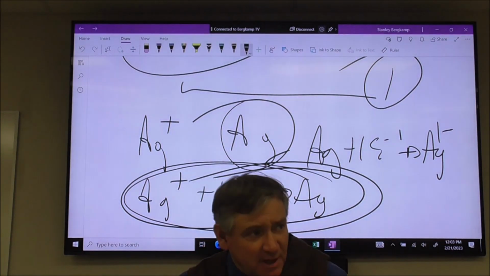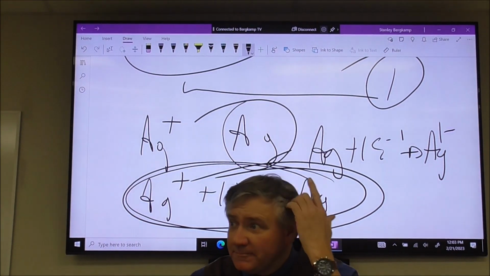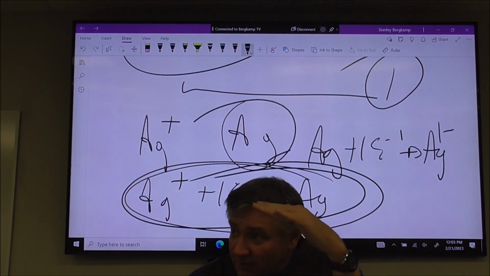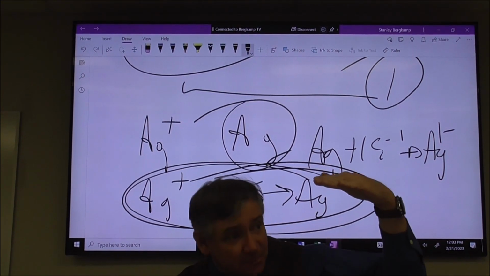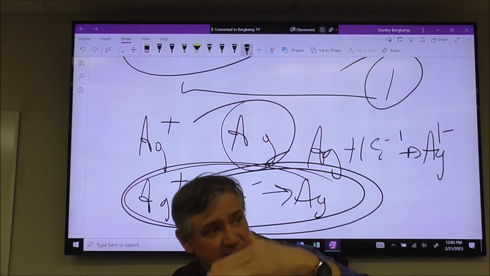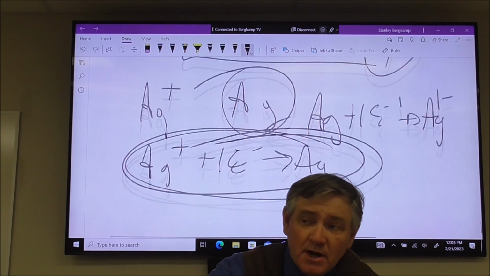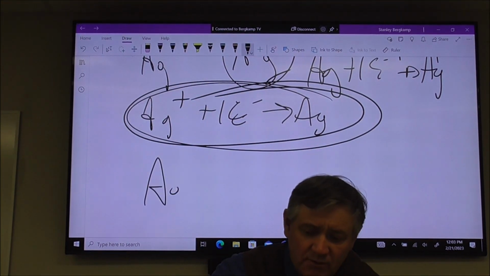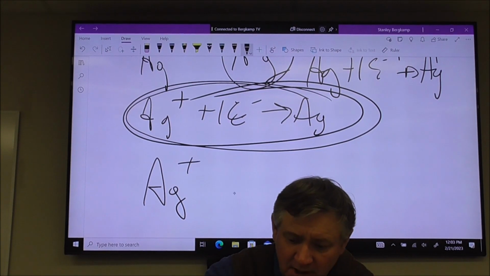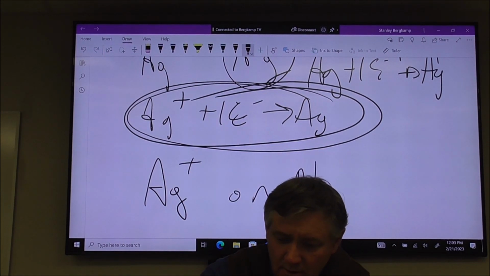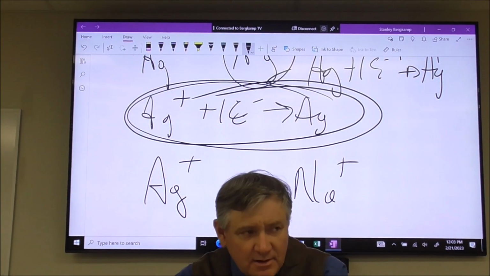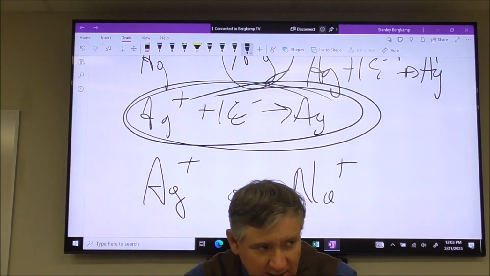That's exactly what Gracie said. If you look at Ag plus, that's a good oxidizing agent because it's farther up on the list, and so it wants to take in an electron. Now, if I gave you a choice, which one would be the better oxidizing agent, Ag plus or Na plus?